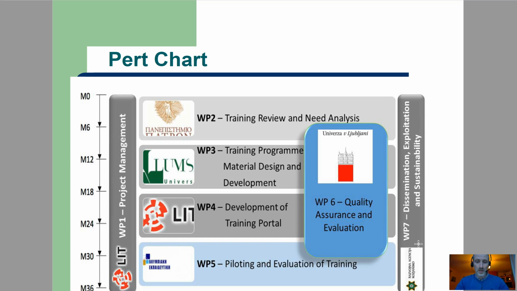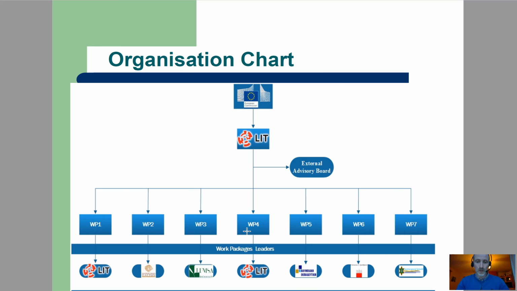Again, our PERT chart, so the connection between the work packages, the timeline, and who was leading each work package. The organizational chart, just showing the connections. Again, an external advisory board, a normal method to include in your structures.